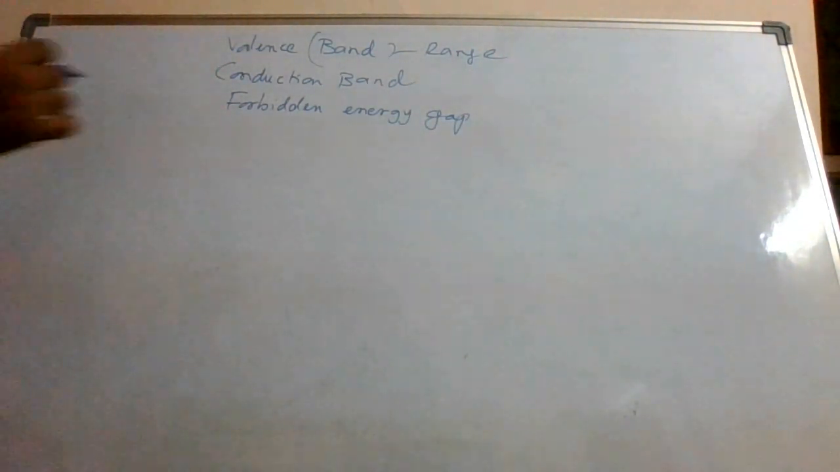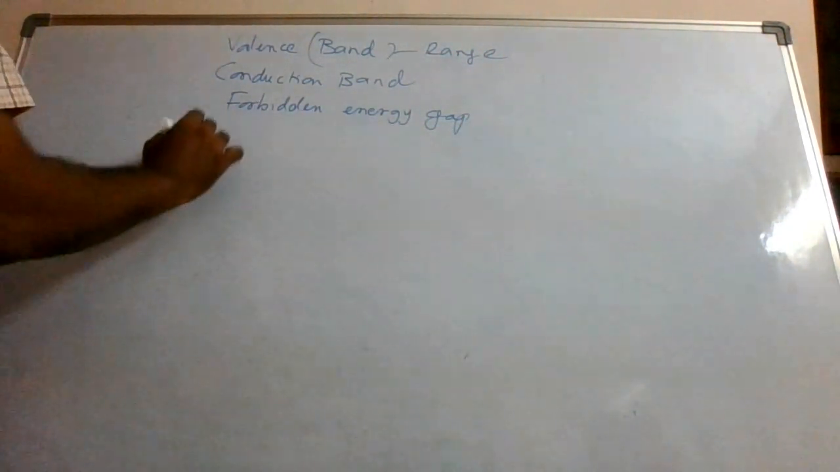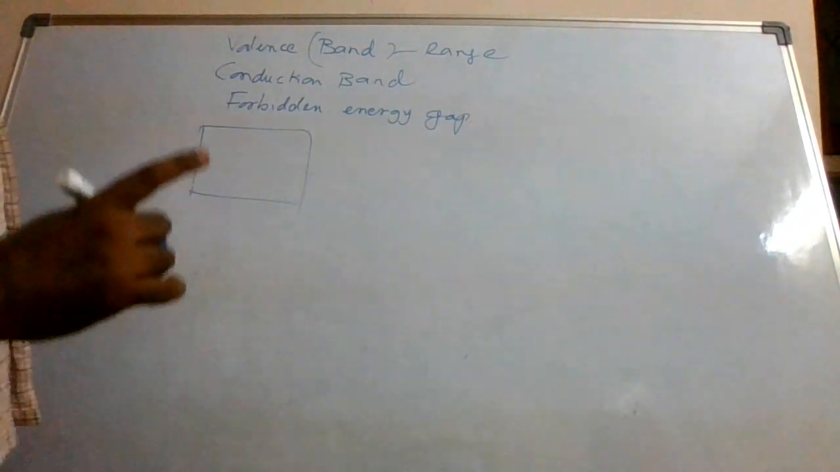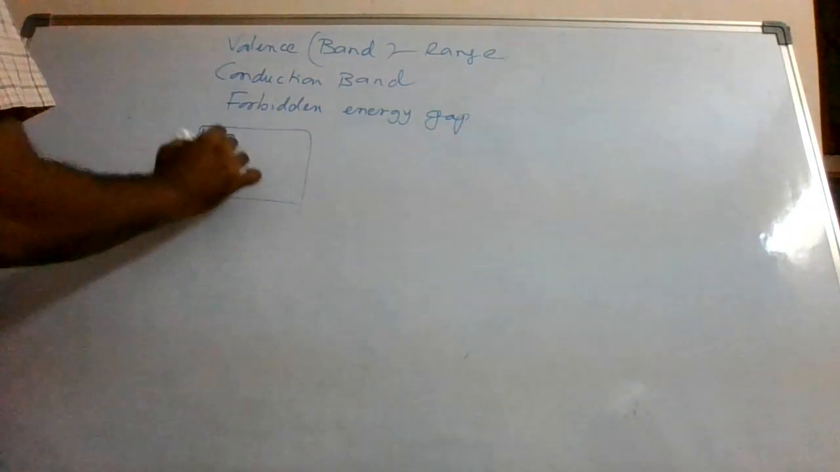So let us say we have taken a sample. Obviously the sample will not have a single electron. It will have a group of electrons.